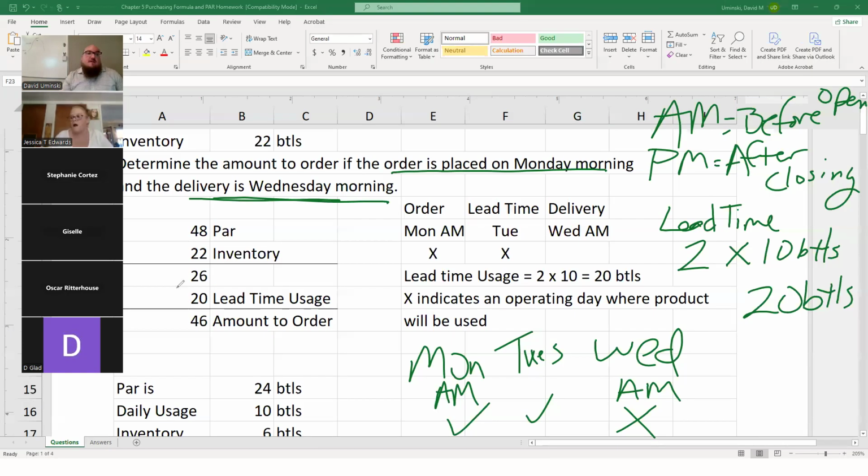Okay? So I start with my par of 48. I subtract what I have in inventory, and that gives me 26. But now I need to add those extra 20 bottles in that I'm going to use during the days. And so I should actually order 46. I should actually order 46.